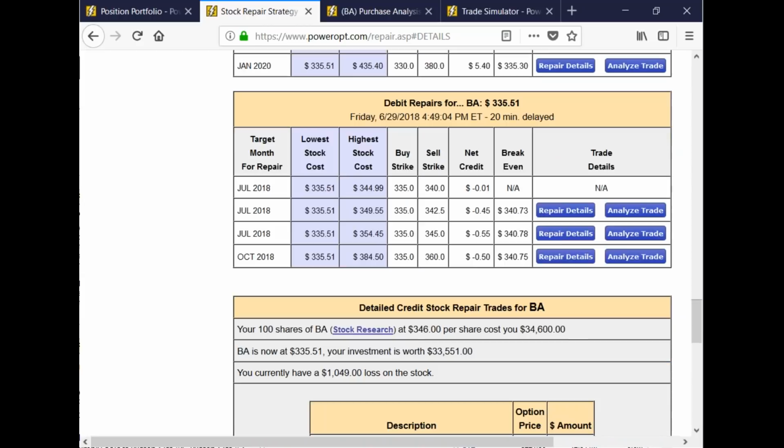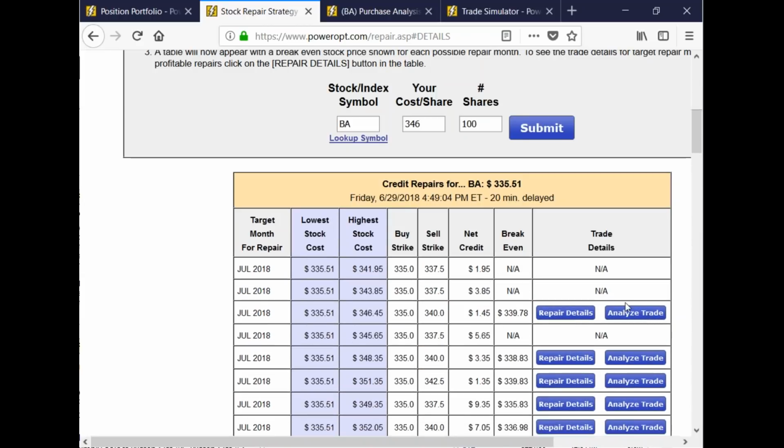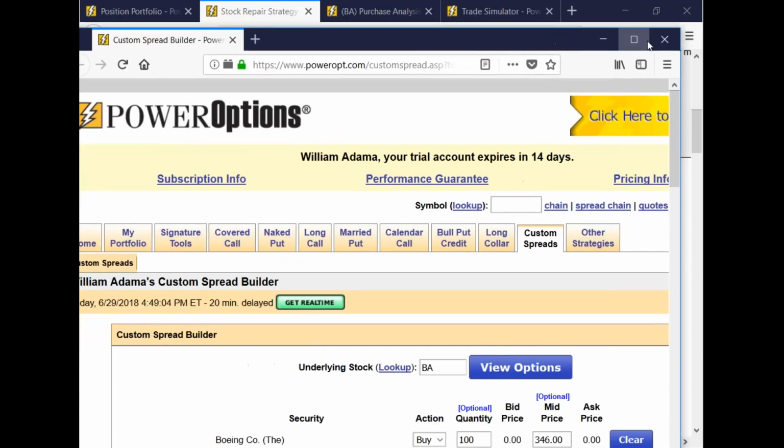Okay, that's what it does. What does it look like graphically? Well, let's go back up, and instead of the repair details for that July one, let's look at analyze trade. Swing this on over here, folks.